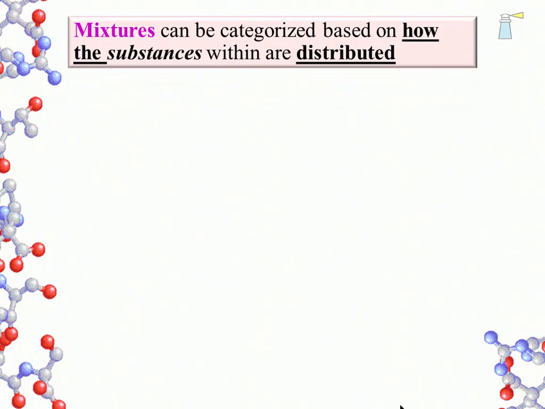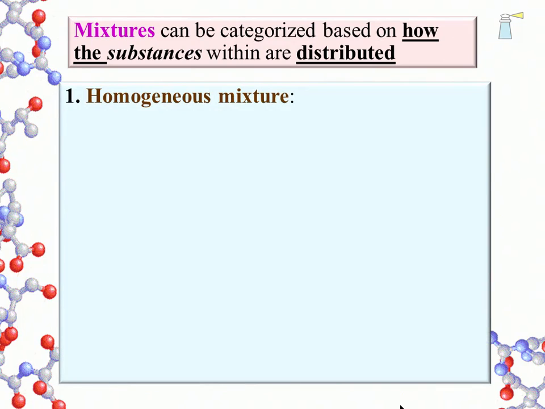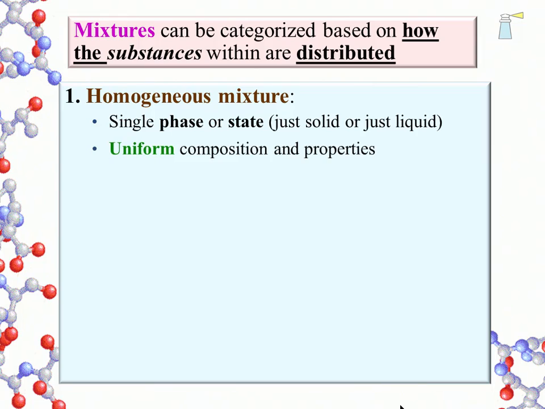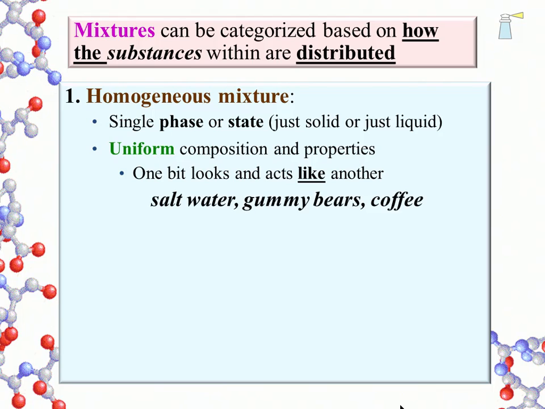Mixtures can be categorized based on how substances within are distributed. There are two major classifications. The first is homogeneous mixtures. Included here are single phase or state, just solid, or just liquid. Refer back to fundamental properties for definitions on states. Any mixture that has a uniform, or the same, composition and properties. That can be summed up by saying one bit looks and acts like another. Examples include salt water, gummy bears, and coffee.